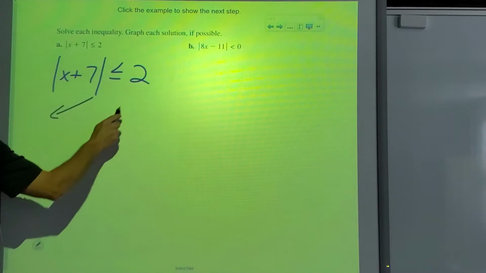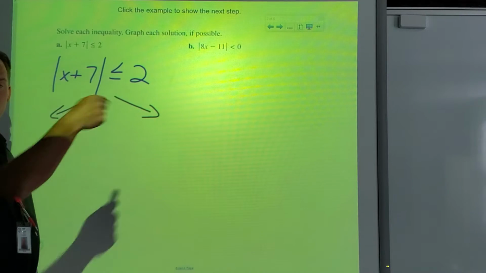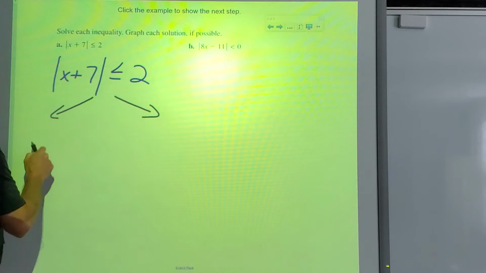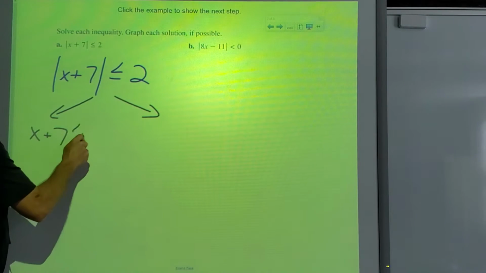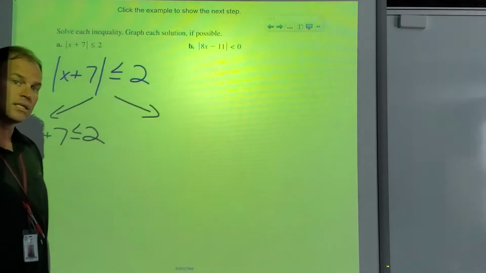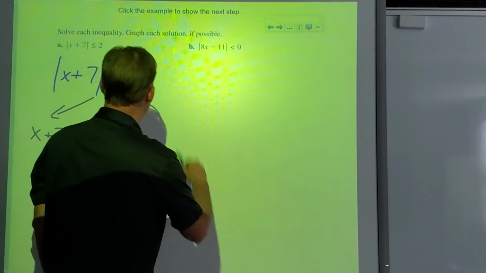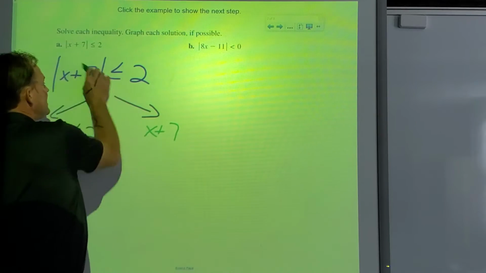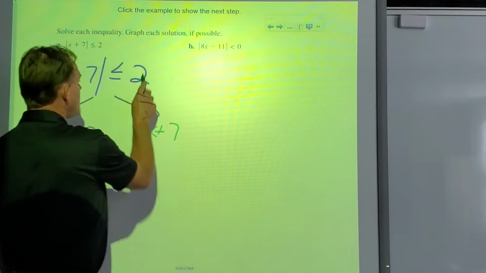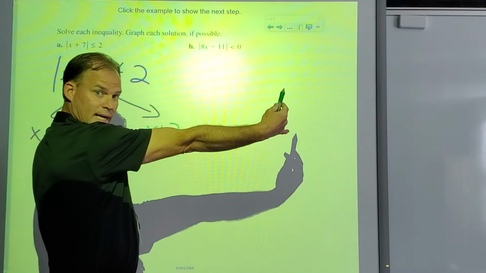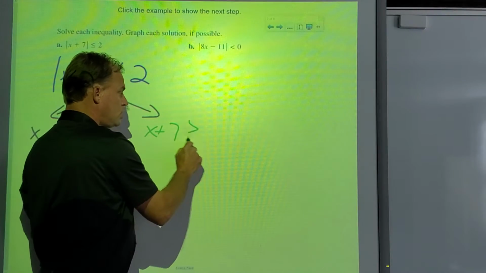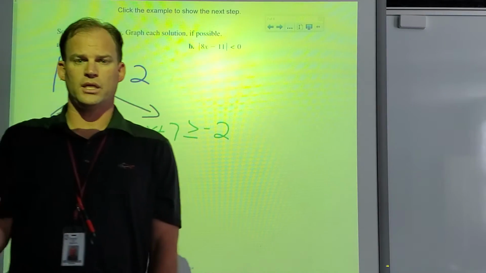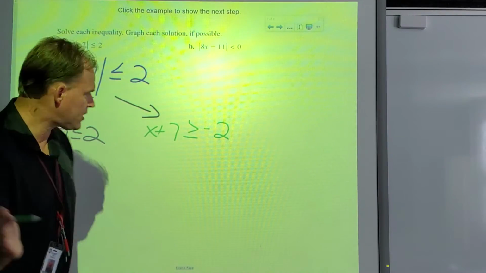We still split it into two equations, just like we did with the equal signs. Keep it exactly as is for the first equation. Exactly as is, no changes. For the other equation, the stuff inside the absolute value doesn't change. The other side, the other stuff changes. Change the sign, change the sign. Change the inequality, change the sign of the answer. That's how you do it.